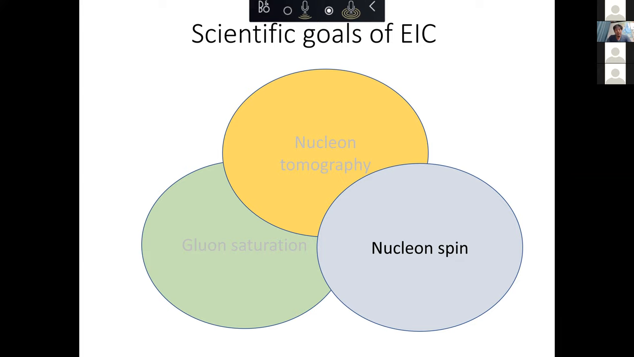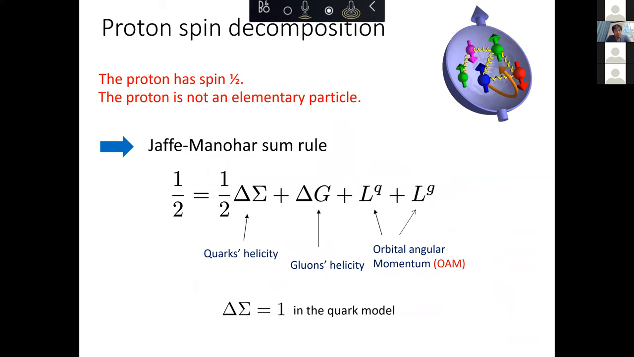Which is nucleon spin. The last pillar is nucleon spin physics. Spin physics is basically trying to understand how the spin of the proton is distributed into the spins and the orbital angular momentum of quarks and gluons. There are two basic observations: the proton has spin 1/2, and the proton is not an elementary particle. From these two facts, one can immediately conclude that the spin of the proton, which is 1/2, can be decomposed into the quark helicity, the gluon helicity, and the orbital angular momentum of quarks and gluons. In the naive quark model, the spin of the proton is 100% carried by the helicity of the quarks, so delta sigma is 1 and the rest is 0.